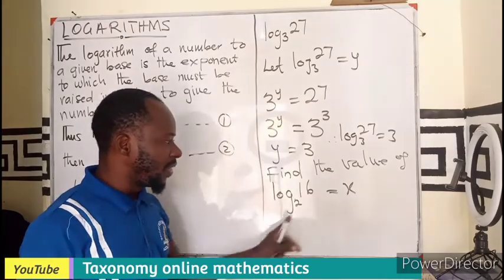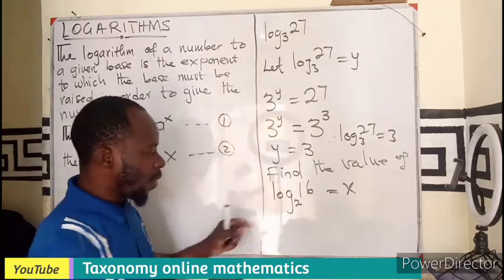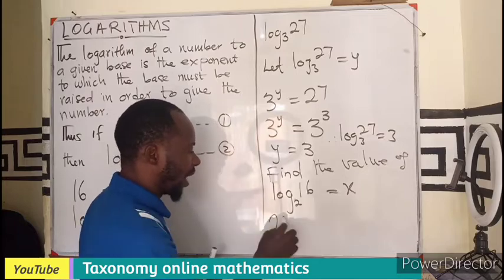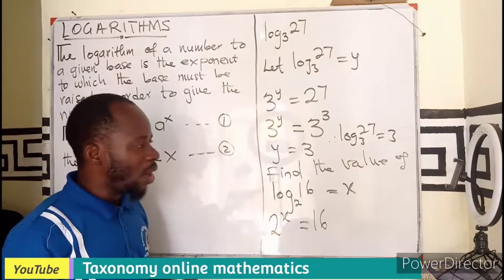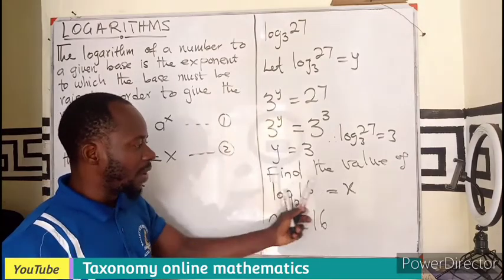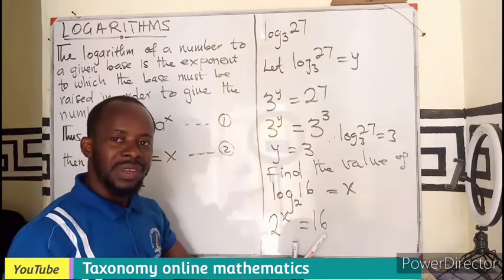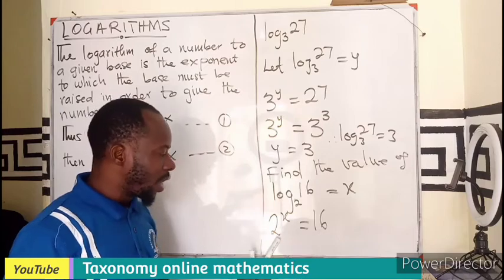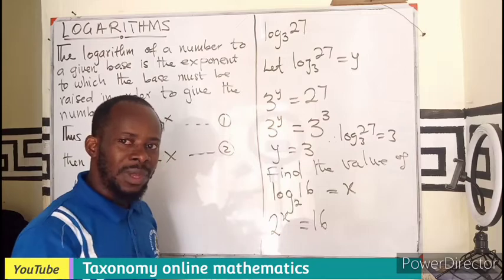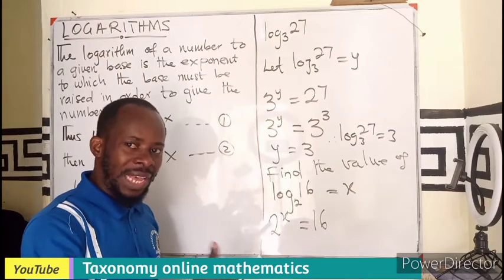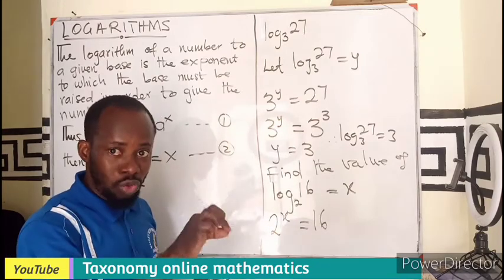If the whole of this equals x, then I'll be saying that 2 exponent x gives me what? 16. Now we are moving from logarithm back into indices. So what do we do? We look at the base, which is 2, and see whether we can also express 16 to a base and an exponent.